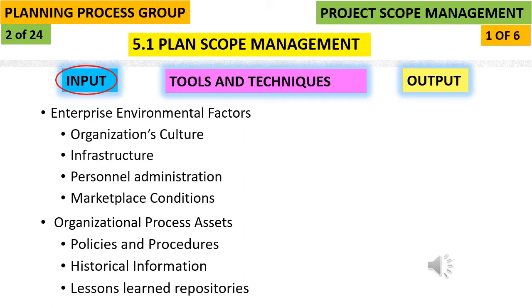Then organizational process assets we need to consider as an input for managing the scope, which includes policies and procedures of the organization, historical information from past events and past projects, and any best practices or lessons learned repositories. So these are the inputs we need to take before we embark on planning how to manage the scope of the project.